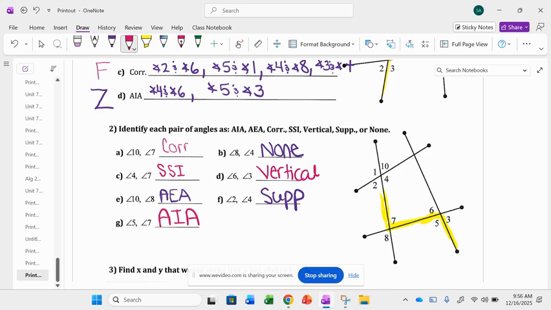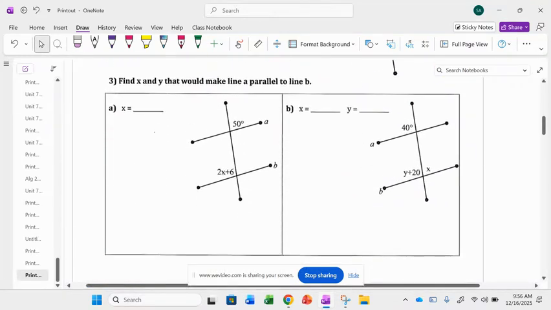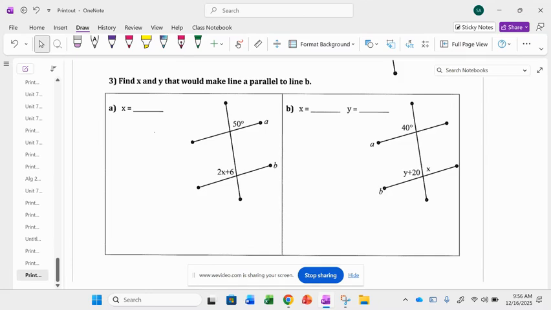We good? All right, so now we're going to step it up and make the problems a little bit harder. So not only are we now working with these angles, we're also now having to solve for x. It says find x and y that would make line A parallel to B. I'm going to highlight the two expressions that we had and try to find a relationship between them. As of right now, is there a relationship between 50 and 2x plus 6? Nothing. It's not a Z because they're not in the armpits.